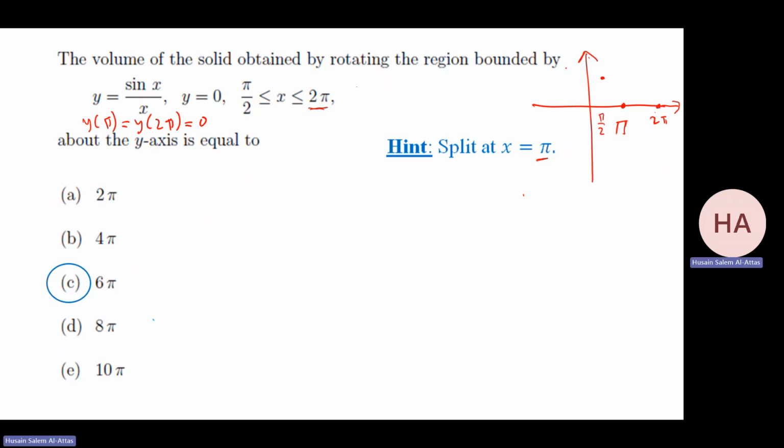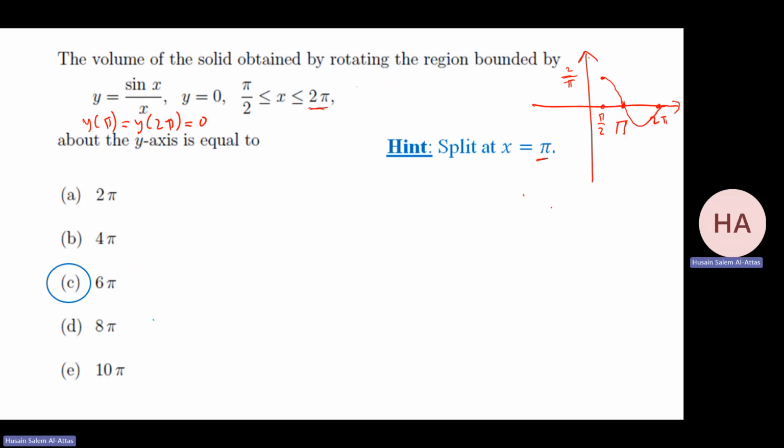Okay, which gives me 2 over pi, and it will go to 0. So it will do something like this to 0. And between pi and 2 pi, the sine will be negative over the value. So that will give me something like this, then go back. So this is the graph, roughly. And this is the line at x equals pi over 2.